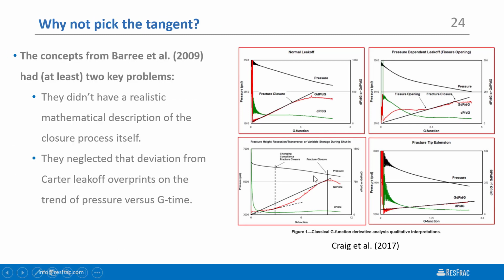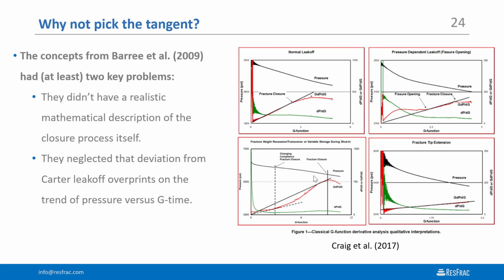So there's at least two major problems with the tangent method. Number one, until the work that I did with my colleagues at UT, no one had actually run a complete numerical simulation of a DFIT from start to finish. Numerical modeling tools classically, for fracture propagation, have not modeled closure, and they have not modeled post-closure. And so they didn't have a complete mathematical description of the closure process itself. I'll talk about that in a minute.